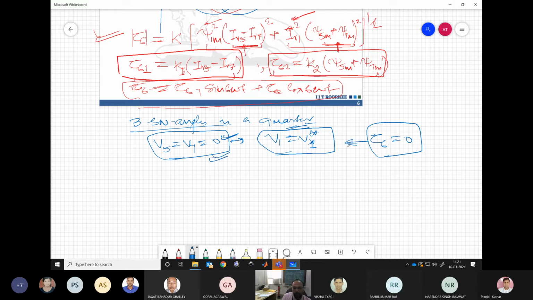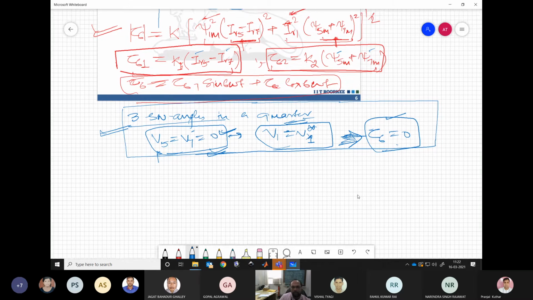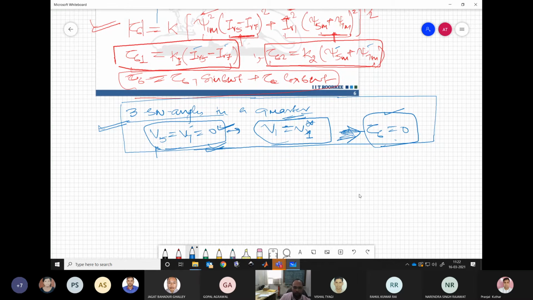If we are eliminating these two, this will imply tau 6 equal to 0, because when there is no V5, there is no I5, there is no Psi5. And when there is no V7, there is no I7, there is no Psi7. So for this particular case, when we have 3 switching angles in a quarter cycle, we can completely eliminate the 6th harmonic torque. So these are all proven things in the lab. Practically we find it, it's not just theoretical what we state over here.